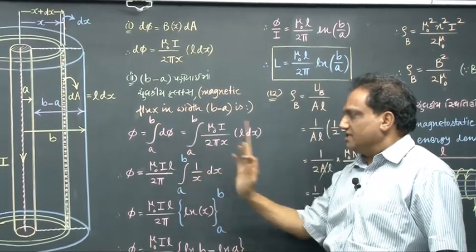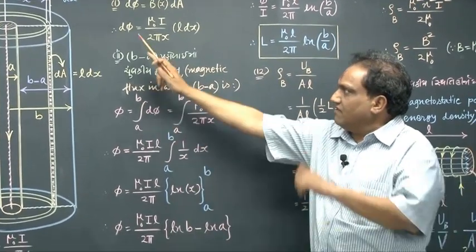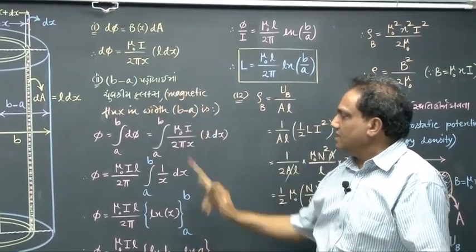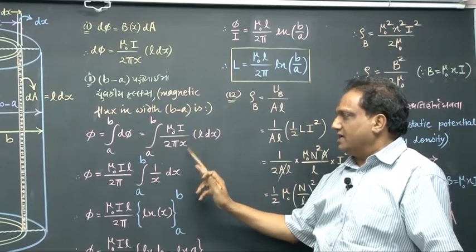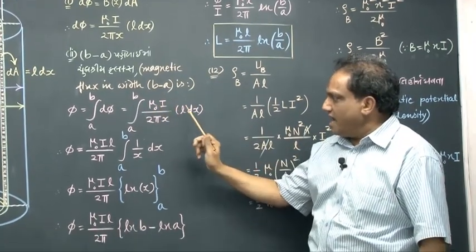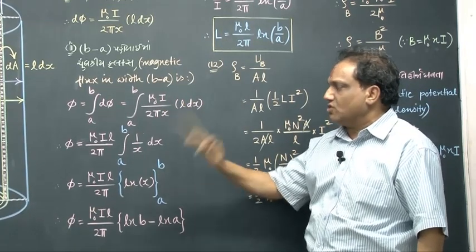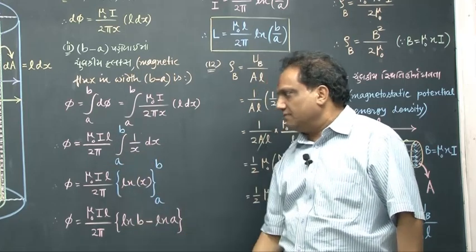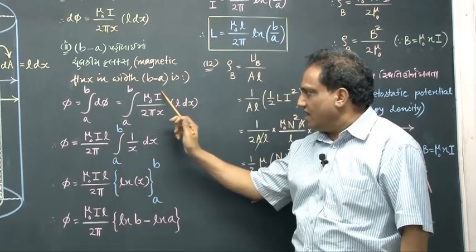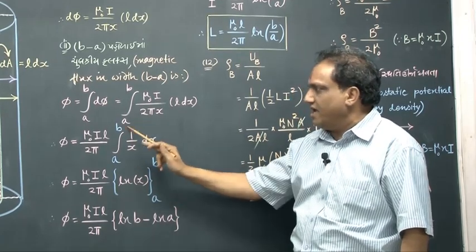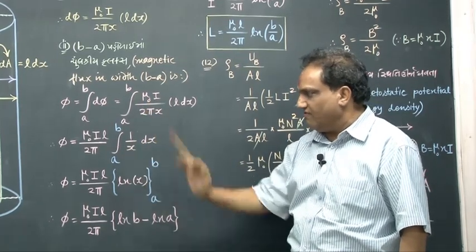Integration as it is, of d phi. What is d phi? Mu 0 I upon 2 pi x into L dx. Because mu 0 I L upon 2 pi is constant, I can take it out of the symbol of integration. Then what is left is integration of 1 upon x dx from a to b.